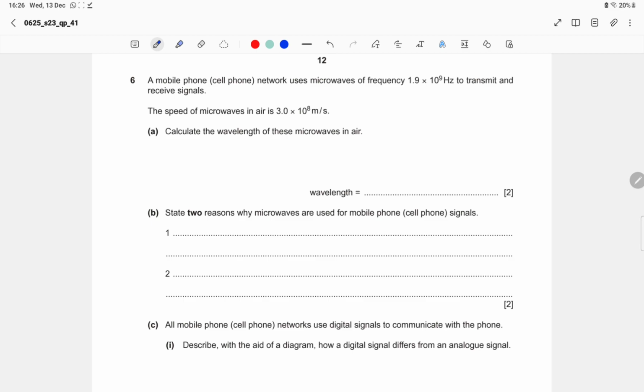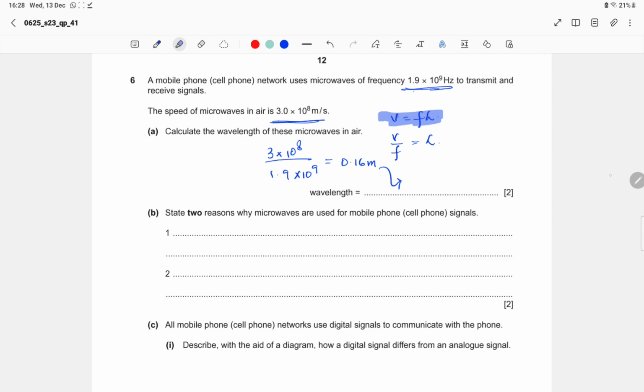A mobile phone, cell phone network uses microwave frequency 1.9 times 10 to the power 9 hertz to transmit and receive the signal. The speed of this microwave is this. Calculate the wavelength of the microwave. So we have this formula v equals f lambda, and then we solve this for lambda. We put the value of v, which is 3 times 10 to the power 8, and the value of frequency. So you put this into the calculator and you will get 0.16 meter.